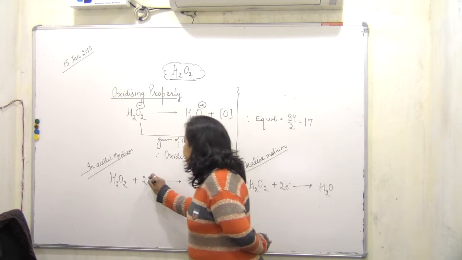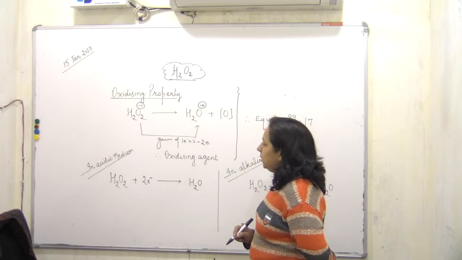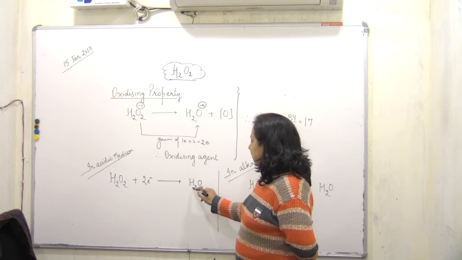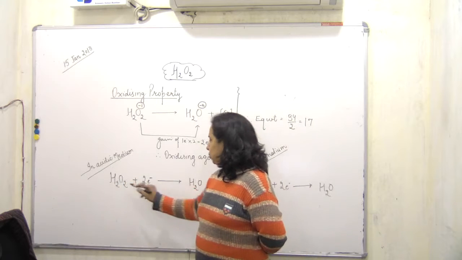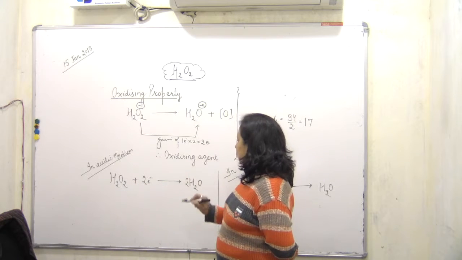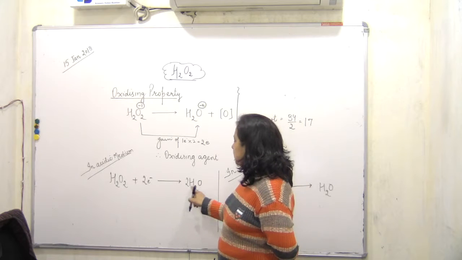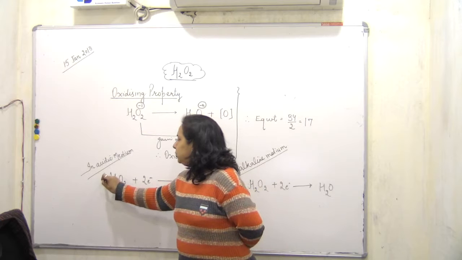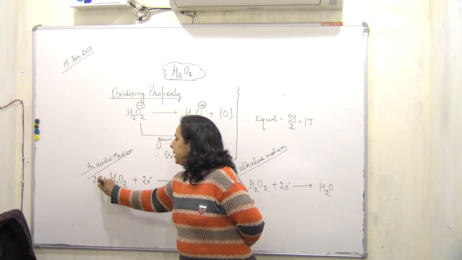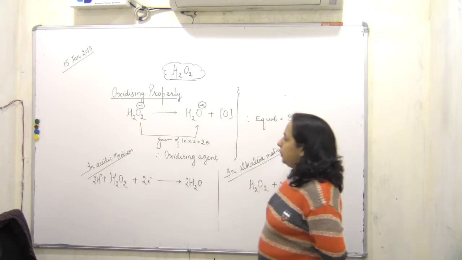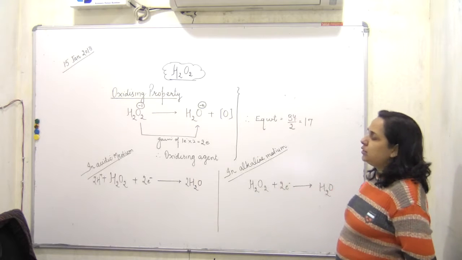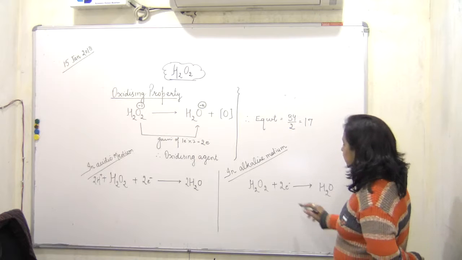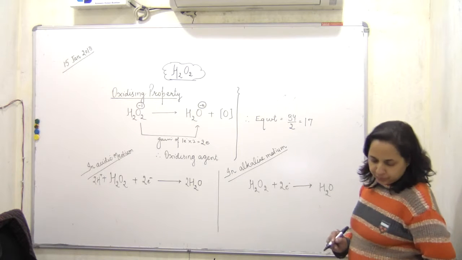In acidic medium, we can add H positive ions. It means H2O2 plus 2 electrons gives water. Here we have 2 hydrogen atoms, and 4 hydrogens on the other side. Oxygen is balanced, but hydrogen is not balanced. Therefore, add 2 H positive ions to balance hydrogen. Peroxide plus 2 H positive gives 2 water. Balanced equation. But now we balance this equation in basic medium.